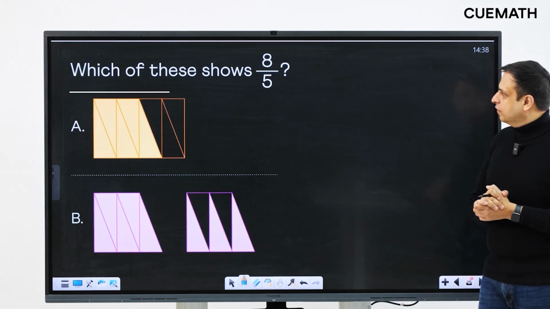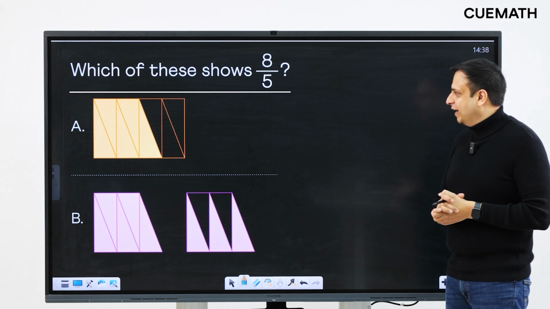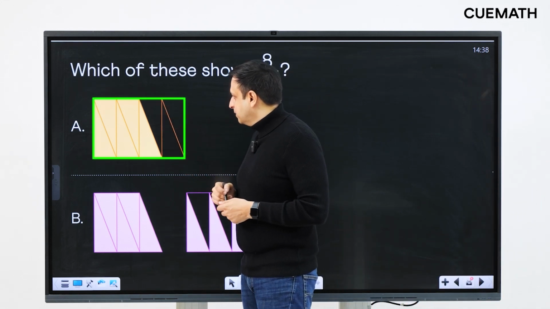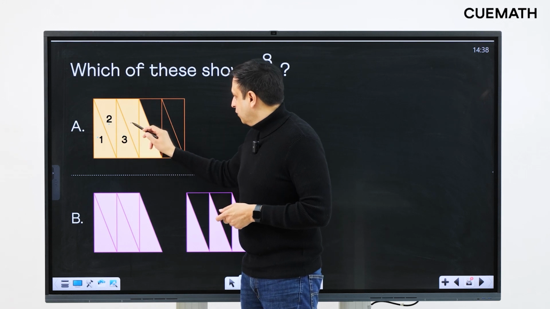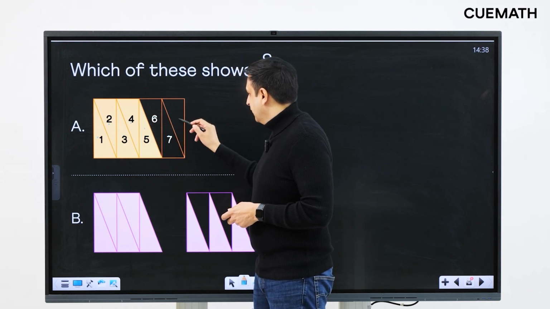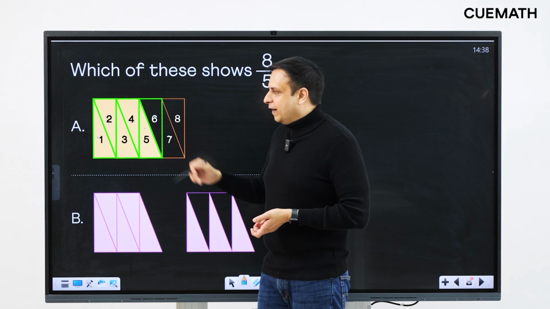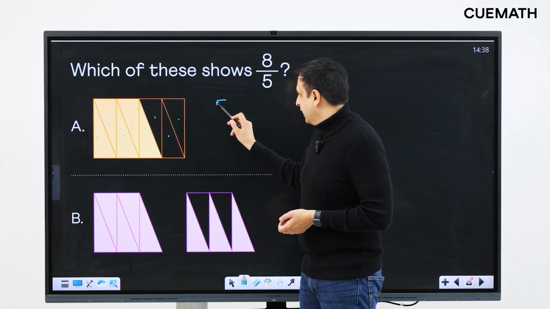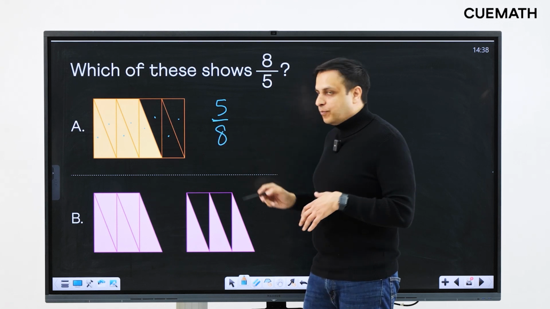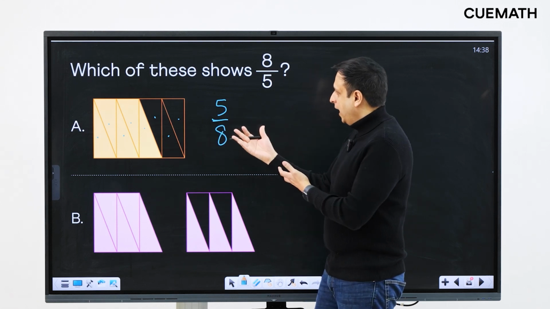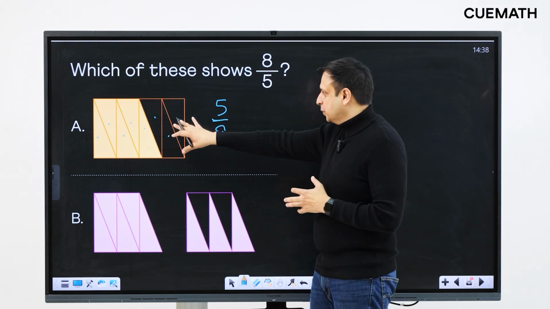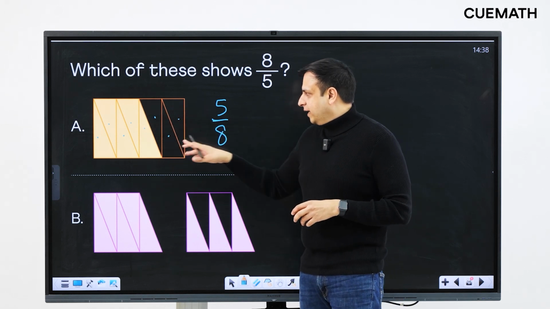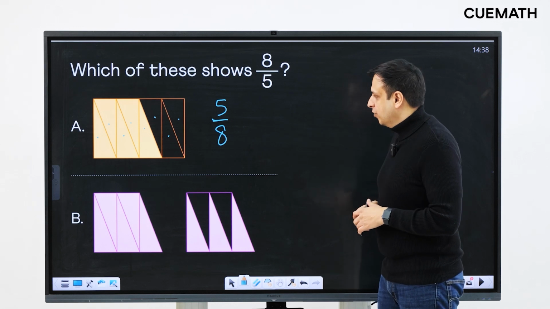Okay. Which of these shows 8 over 5? In the first picture, picture A, we have one whole that's been divided into 1, 2, 3, 4, 5, 6, 7, 8 equal parts, and 5 of those parts have been shaded. So this actually represents the fraction 5 over 8, which is a proper fraction. It is less than 1, and it is visually obvious that this should be less than 1 because the shaded part is less than one whole. So A does not represent 8 over 5, it represents 5 over 8.